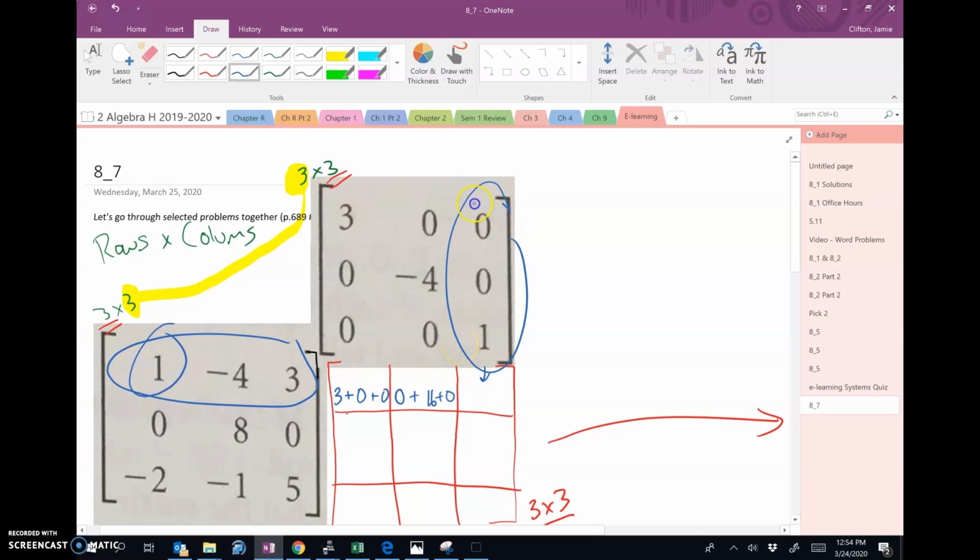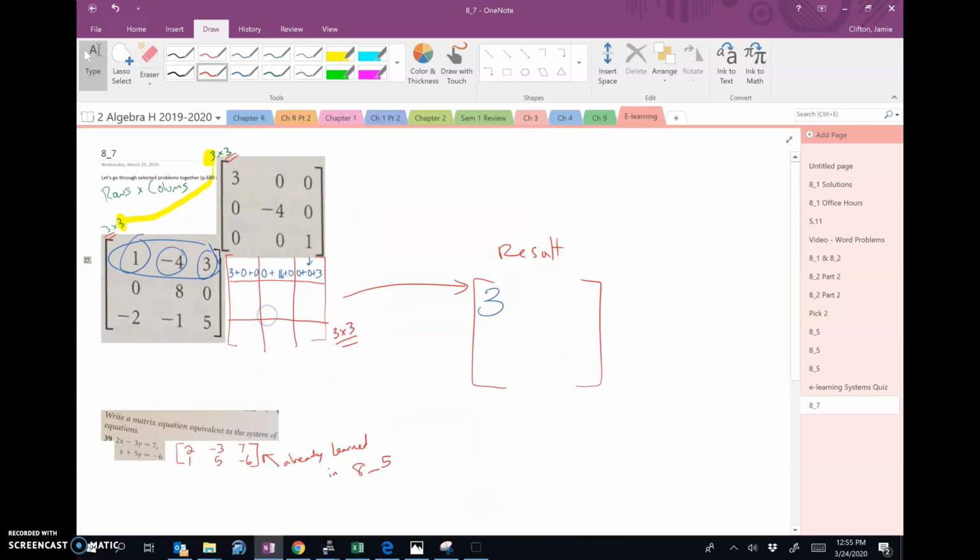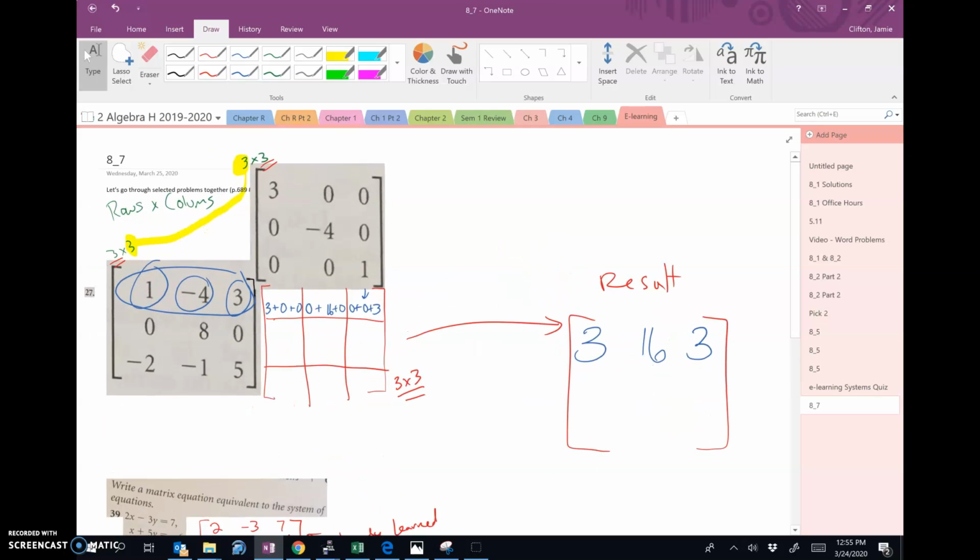So we've got 0 times 1 plus -4 times 0 plus 3 times 1 is 3. Okay, so moving back over to my neat answer matrix, the results so far are 3, 16, and 3. I'm going to pause the video and do the next 2 rows and come back to you. So please try that yourself, and I'll try to explain anything that I don't explain while I'm paused.